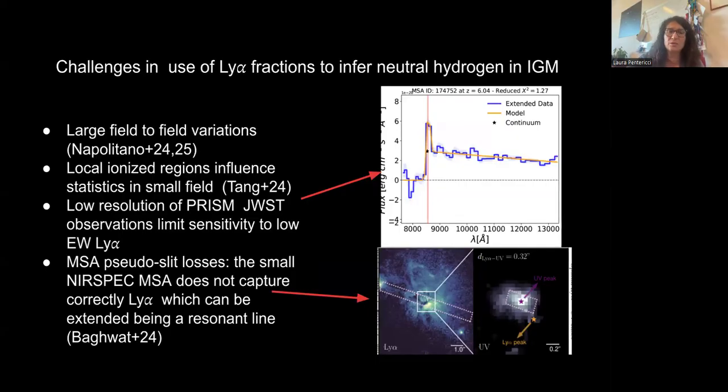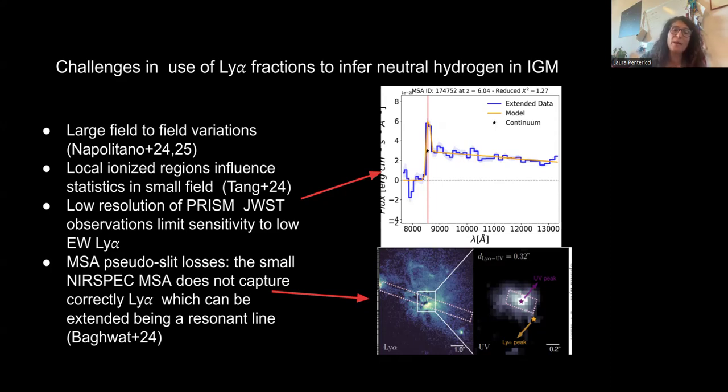First are these large field-to-field variations that we are observing. Then there is also the fact that in some cases, in these small fields, you actually have some local ionized regions that then influence the statistics. And I will talk a little bit more about these bubbles later on.